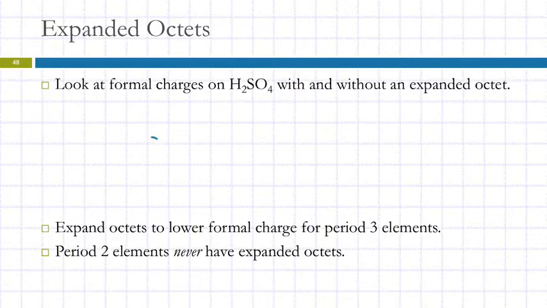So let's try putting sulfur in the middle and the 4 oxygens around the sulfur. And then the question is where to put the hydrogens. So we could put them on the oxygens, or we could put them on the sulfur, right? It's possible to put them on the sulfur. But that's not actually where they go.